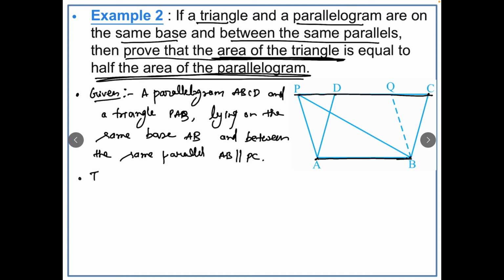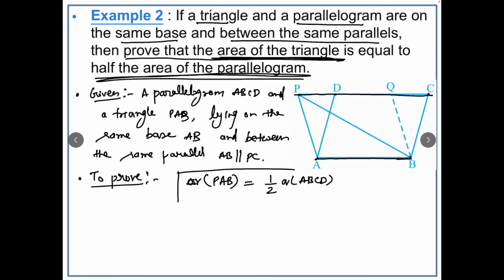Okay, what we have to prove here is that the area of triangle PAB is equal to half the area of the parallelogram ABCD. This is a very important question. Example number 2 is very important, that's why we are doing it here. Okay, so we are going to start with the construction.